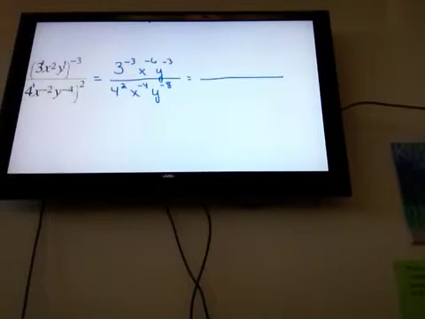So my 3 to the negative 3rd comes down. My x to the 6th down. Y to the negative 3rd down. 4 squared stays. X to the negative 4th up. Y to the negative 8th up.